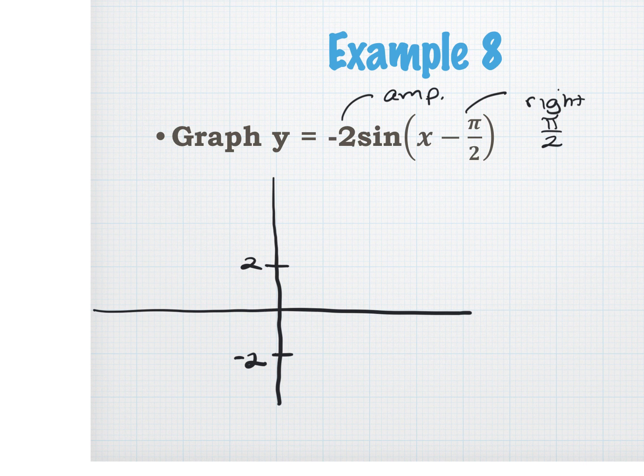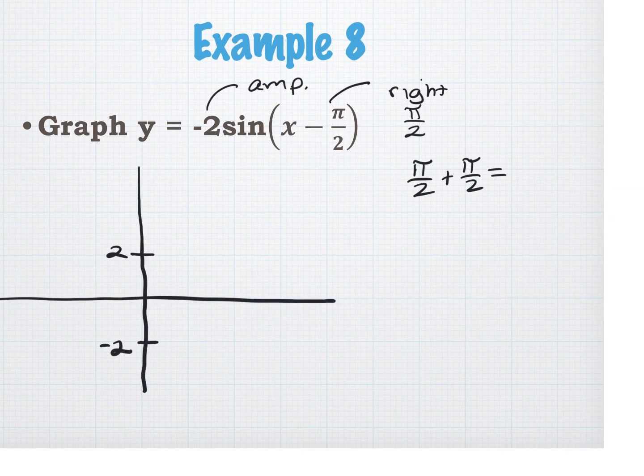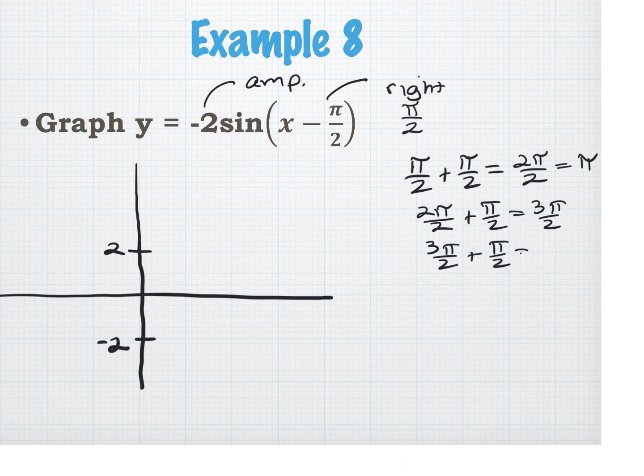So again, I need to get the key points along my x-axis. So I'm going to go ahead and take pi over 2 and add pi over 2, because I'm spacing all of my key points 90 degrees or pi over 2 apart. This will give me 2 pi over 2, which is just going to simplify to pi. Now when I go to get my next key point, I'm going to take the unsimplified fraction, the 2 pi over 2, add another pi over 2. This will give me 3 pi over 2, 3 pi over 2, plus pi over 2 will give me 4 pi over 2, which gives me 2 pi.